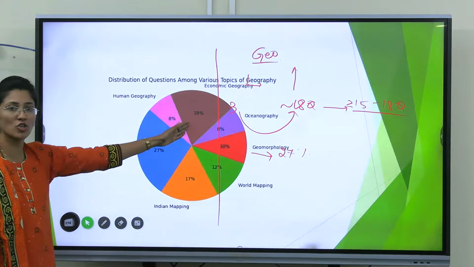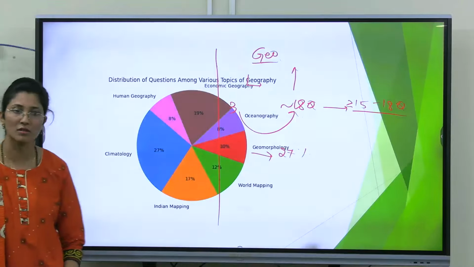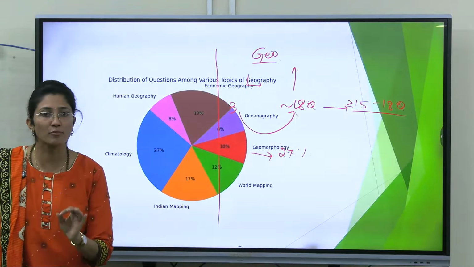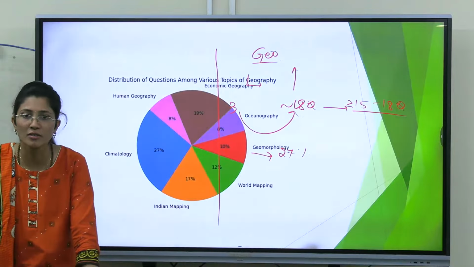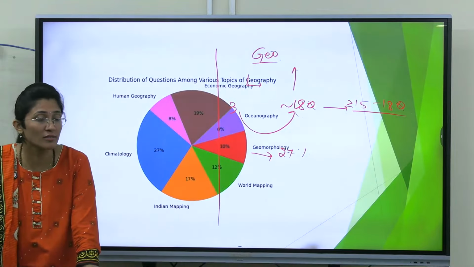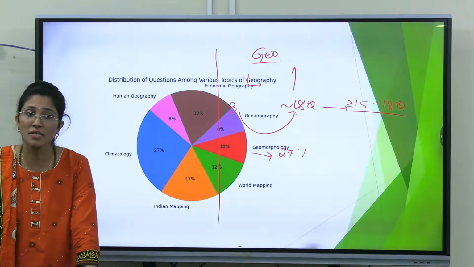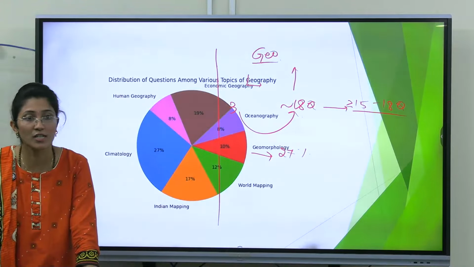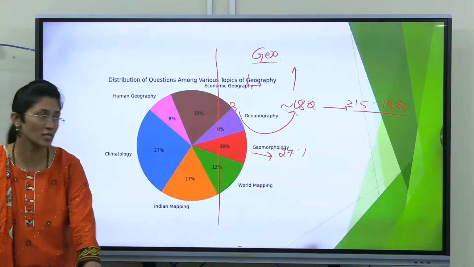Next comes economic geography. What are the important subtopics under economic geography? Agriculture, and minerals and ports. Connectivity is important. Schemes related to connectivity also, right?